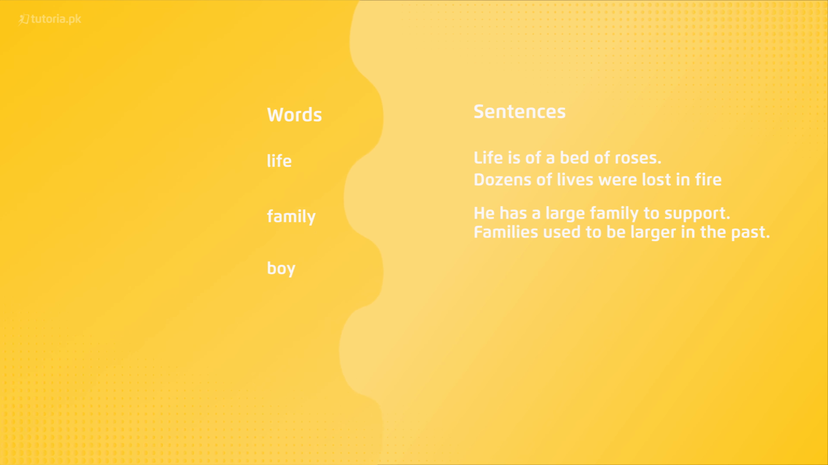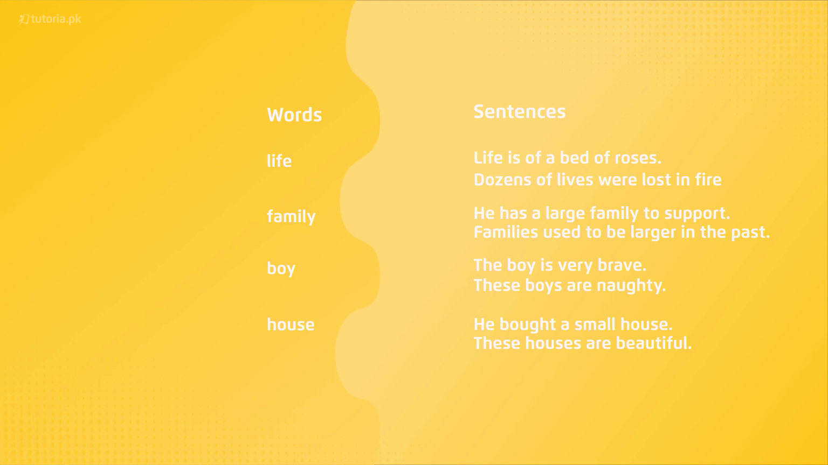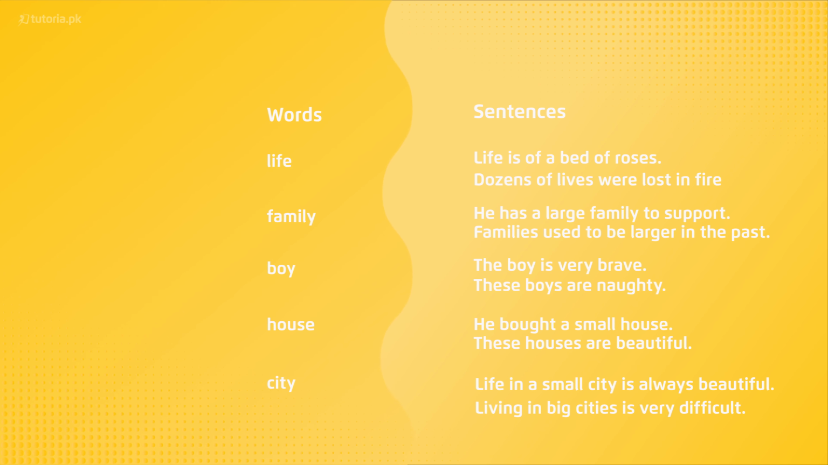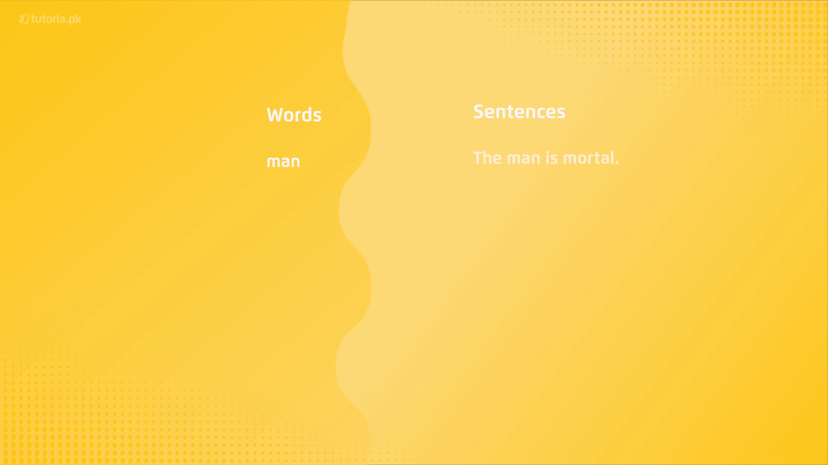13th is boy. The boy is very brave. These boys are naughty. 14th is house. He bought a small house. These houses are beautiful. 15th is city. Life in a small city is always beautiful. Living in big cities is very difficult. 16th is man. The man is mortal. The men are working.